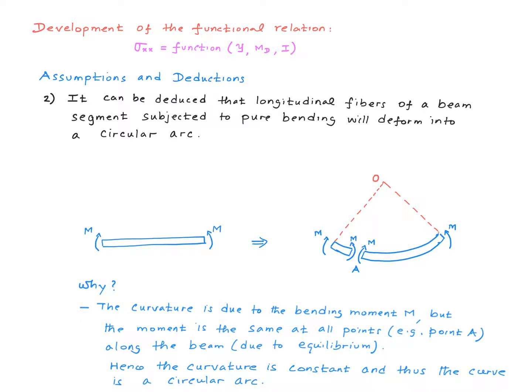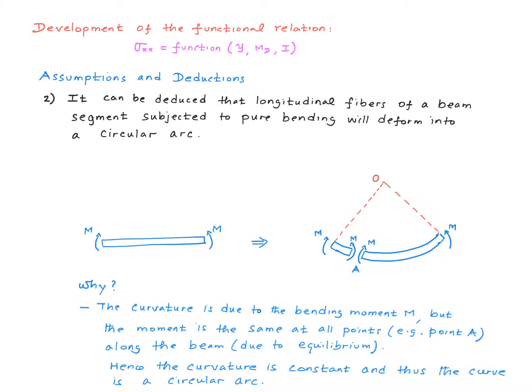So if this is M, this has to be M, right? So this is true for any point along the beam, and therefore the curvature has to be constant because we have the same moment acting at all cross sections. So what kind of curve has a constant curvature?